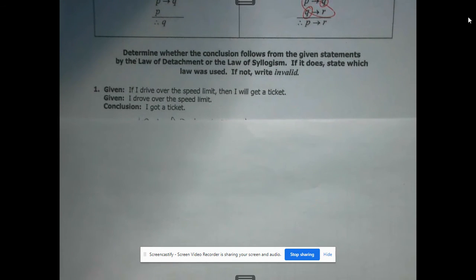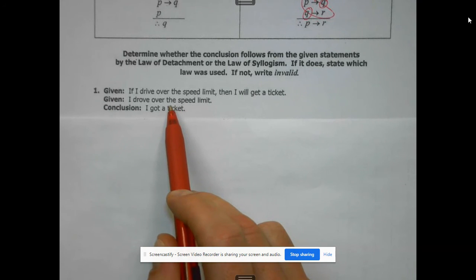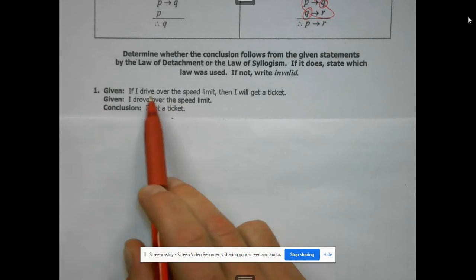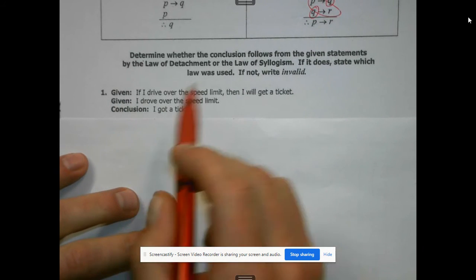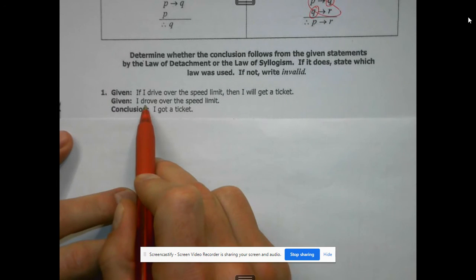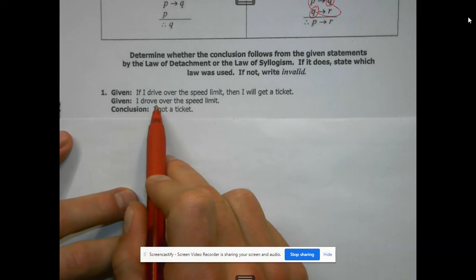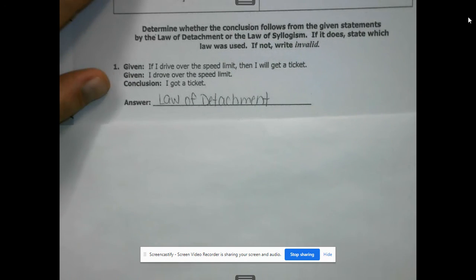All right. Directions say determine if you can use law of detachment or if you can use law of syllogism given this part right here. If not, write invalid. Okay. If I drive over the speed limit, then I get a ticket. I drive over the speed limit. Well, what happens if you drive over the speed limit? You get a ticket. That is law of detachment.